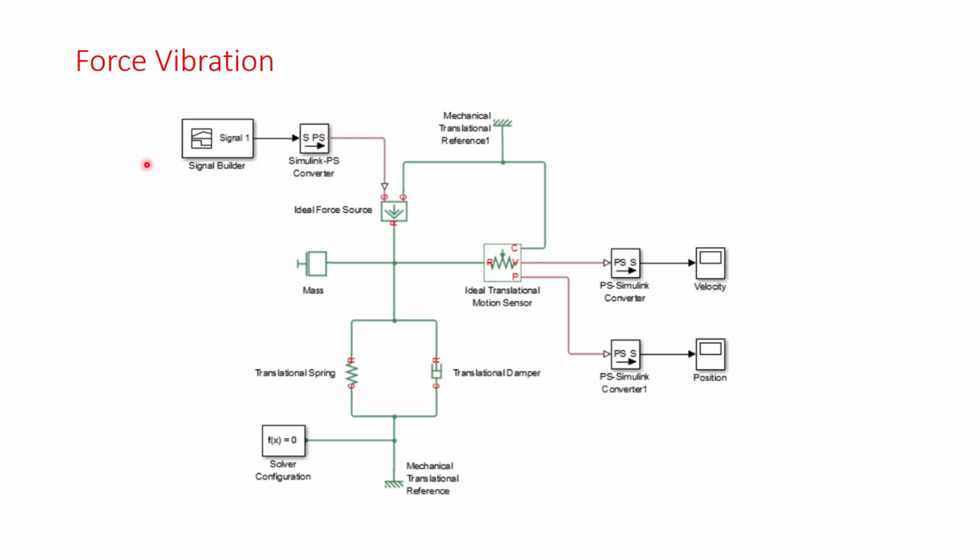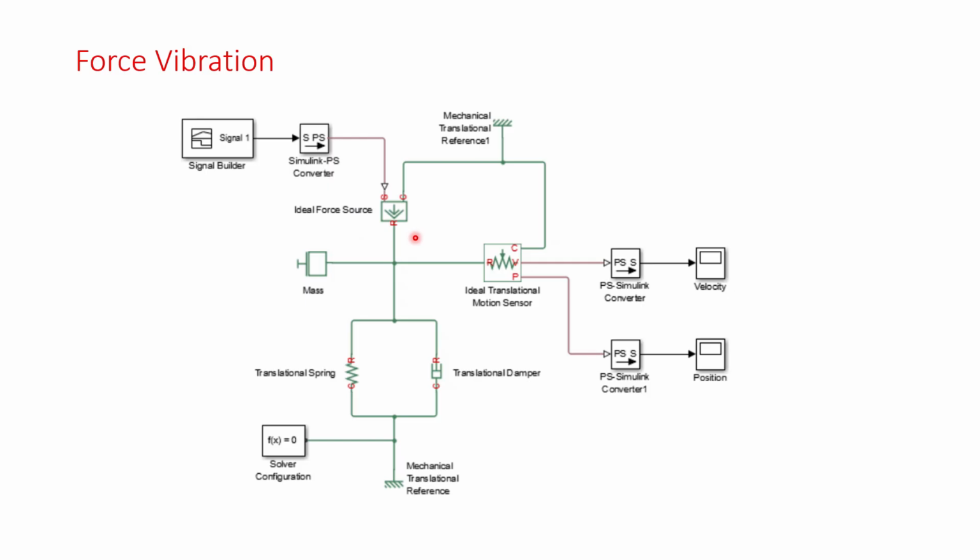Different from free vibration before, we have a signal builder block here. This block lets us create a custom input, in this case, a force that changes over time. It's a regular Simulink signal, so before we can use it in Simscape, we need to convert it. That's where the Simulink-PS converter comes in. It takes the Simulink signal and turns it into a physical signal that Simscape understands. Think of it as a translator between the two worlds, Simscape and Simulink.